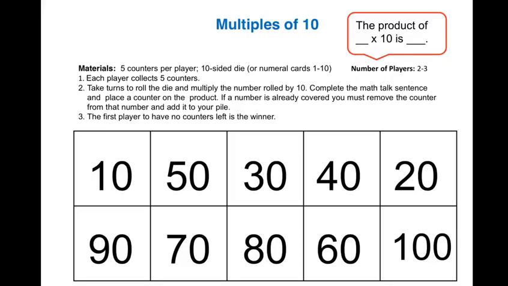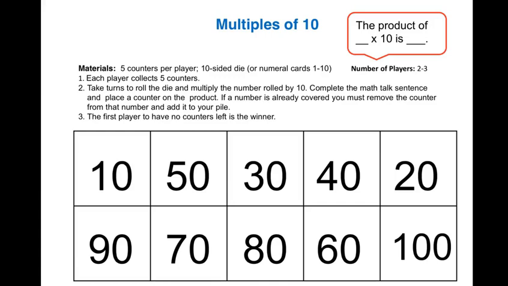Students can just create their own grid. Much like this, you could project it, have them grab a piece of scratch paper, create the grid, and then you can see by the directions here, they use a 10-sided dice or number cards that they flip up or a spinner, whatever you have access to. They all have 5 counters. And the object of the game is to basically have no counters left.